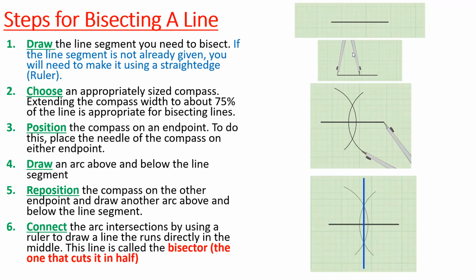Draw an arc above and below the line segment. Reposition the compass on the other endpoint and draw another arc above and below the line segment. Connect the arc intersections by using a ruler to draw a line that runs directly in the middle. This line is a bisector, the one that cuts it in half. Very good. Very good.